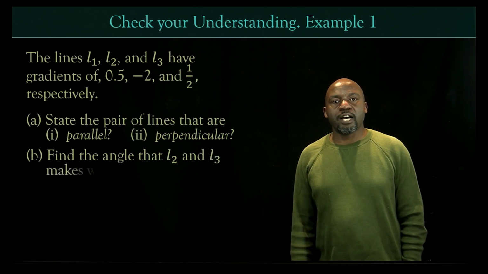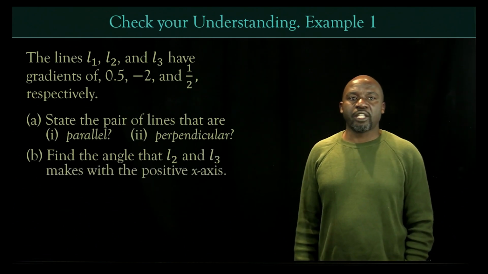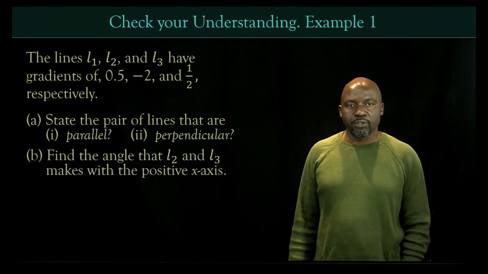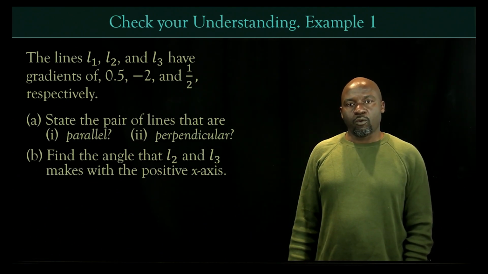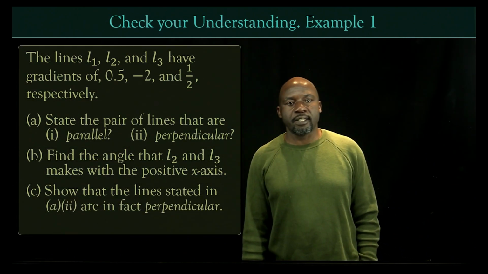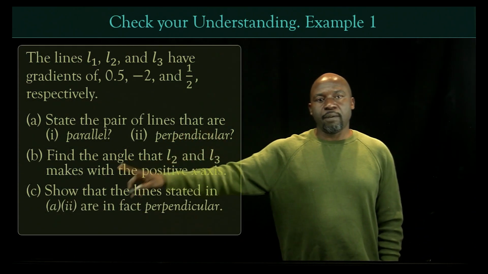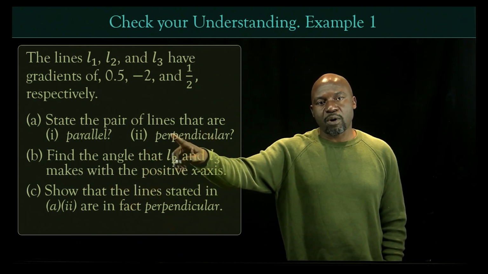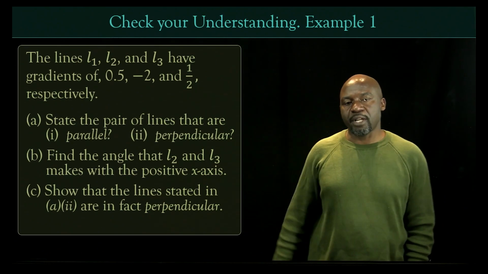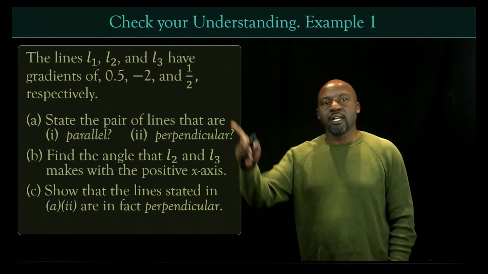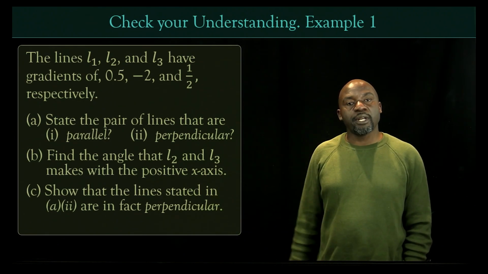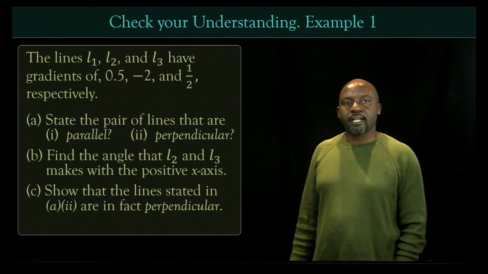Part B says to find the angle that line 2 makes with the positive x-axis and that line 3 makes with the positive x-axis. Question C says to show that the lines you stated in part A as perpendicular are in fact perpendicular. Show by calculation that those two lines are in fact perpendicular to each other. Okay, so let's answer this question.